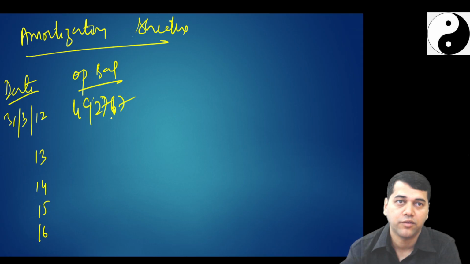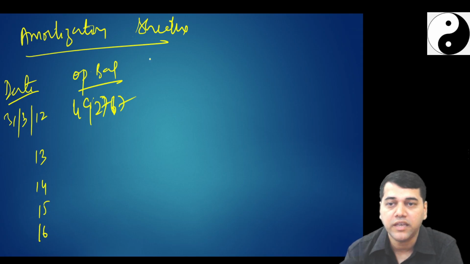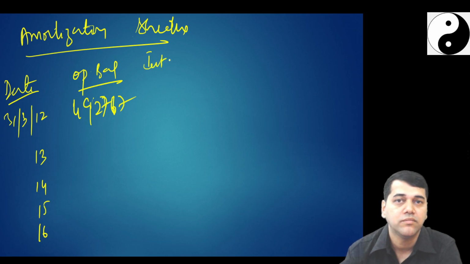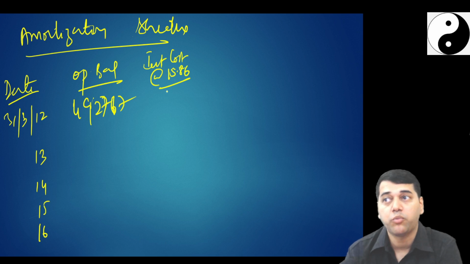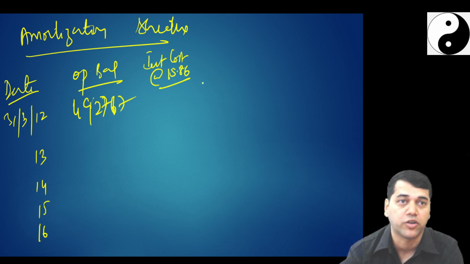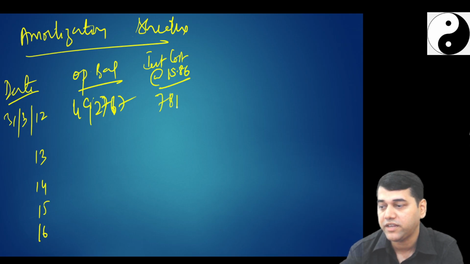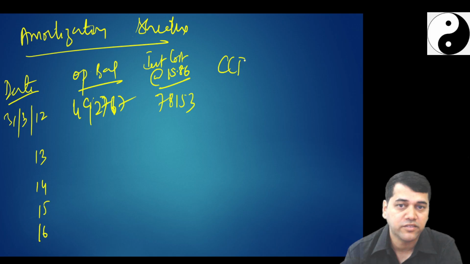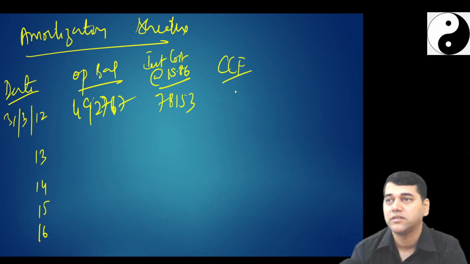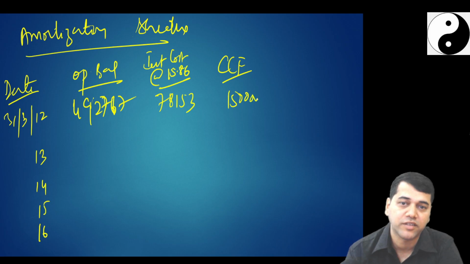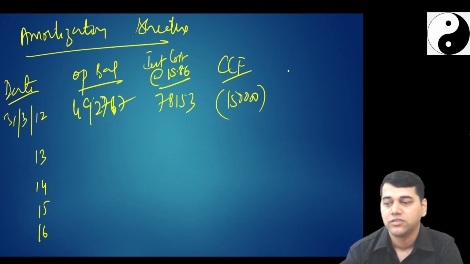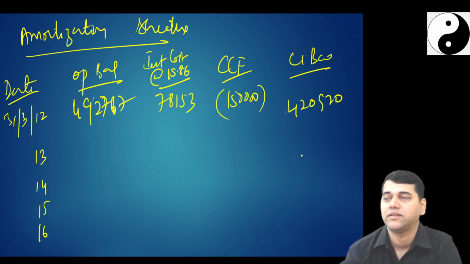Clear now, everyone? Now, what is my interest cost or income? Interest cost at 15.86. This 0.86 increased because of the transaction cost amortization, which comes to 78,153. Do I have any CCF? Yes, how much? 1,50,000, 10% of what I am paying. So what is my closing balance? 4,20,920.